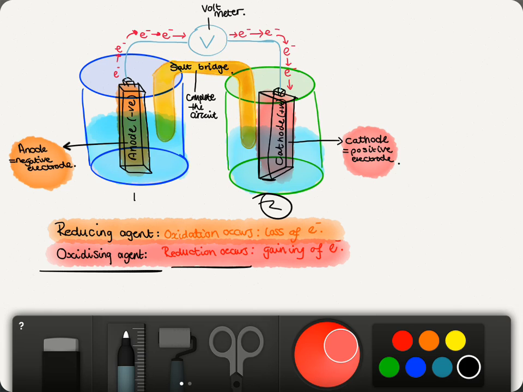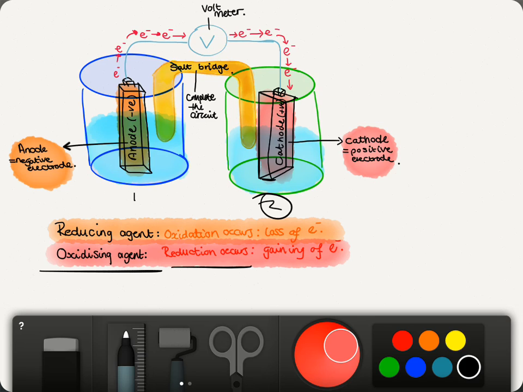Okay, so now that you understand the flowing of electrons, the reducing and oxidizing agents, what is this big V in the middle? Well, that is a voltmeter, and all you need to know is that's a way of measuring the EMF value, so the E cell value.